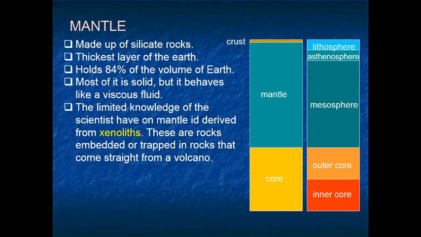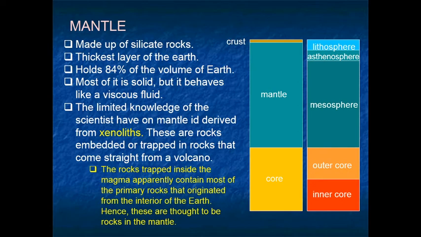The limited knowledge scientists have of the mantle is derived from xenoliths. These are rocks embedded or trapped in rocks that come straight from a volcano. Xenoliths, the rocks trapped inside the magma, apparently contain most of the primary rocks that originated from the interior of the earth. Hence, these are thought to be the rocks in the mantle.